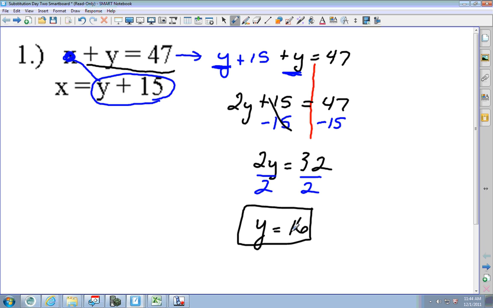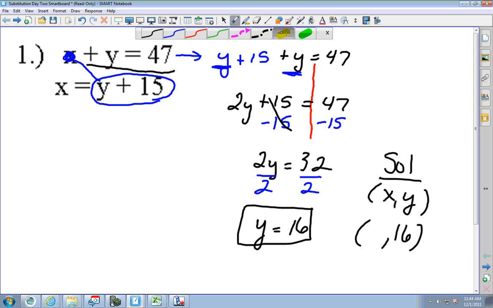Now, a lot of people are going to mess up because they're going to think they're done right here. You're not done. The solution of a system is an ordered pair, so all I have right now is just the 16. So I'm going to come back up here. You can choose either one of the equations; it does not matter which one. I always tend to use the one that's already in x equals or y equals. So I'm going to bring this down here.